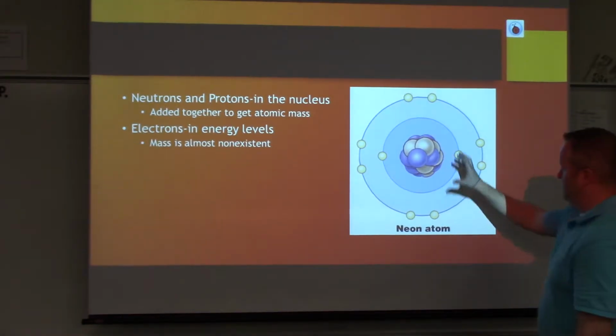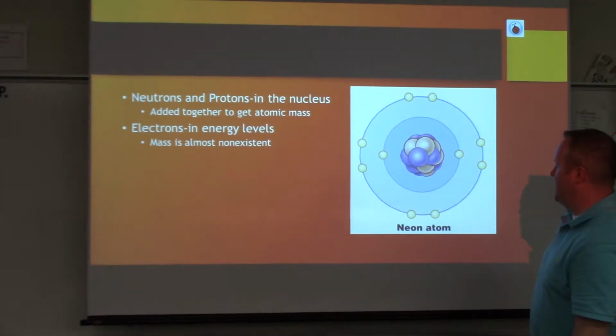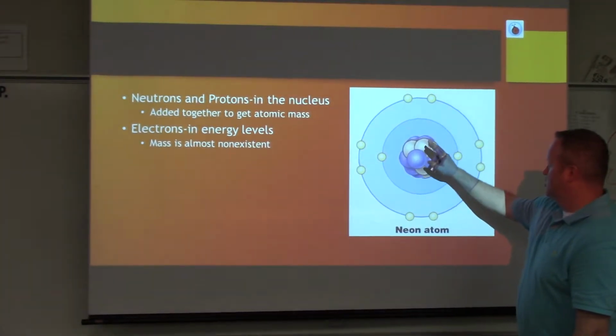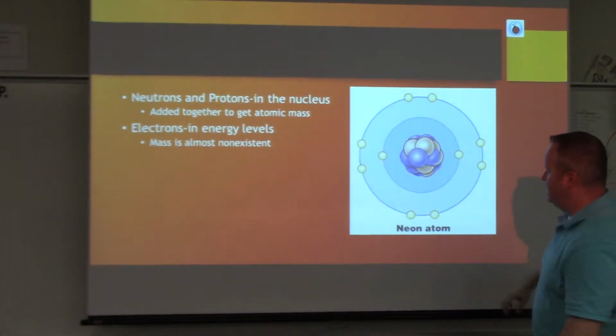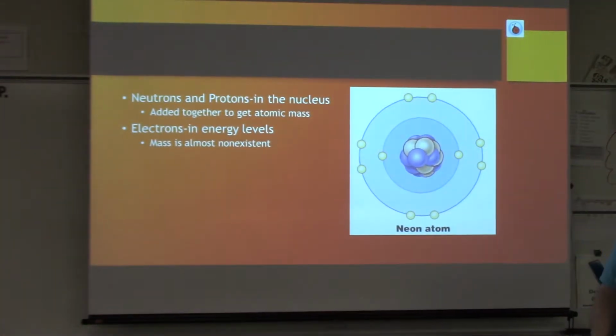Alright, so let's just look at how those terms are related. What we have here is the nucleus of the atom. Inside the nucleus you're going to have the protons, you're going to have neutrons, and then on the outside of that atom you have a thing called the electron cloud.